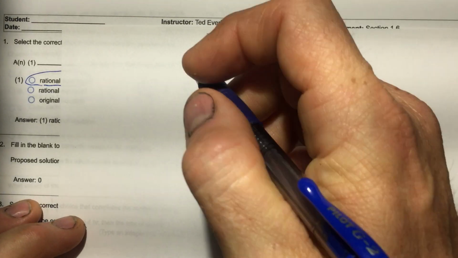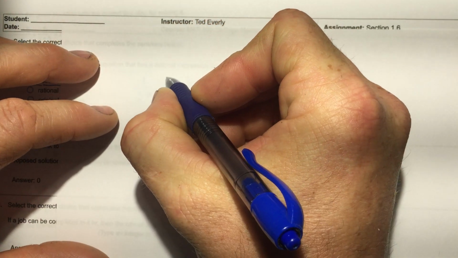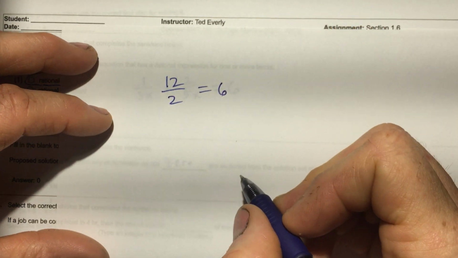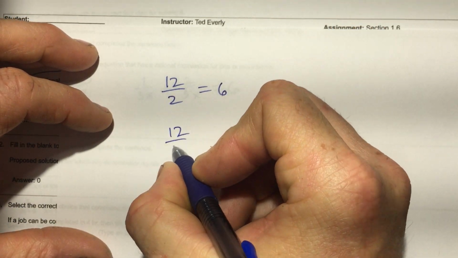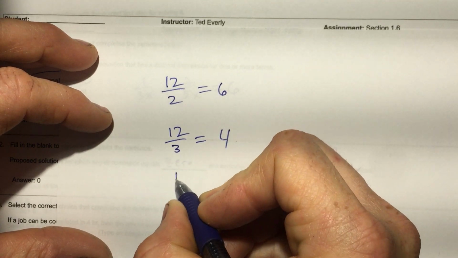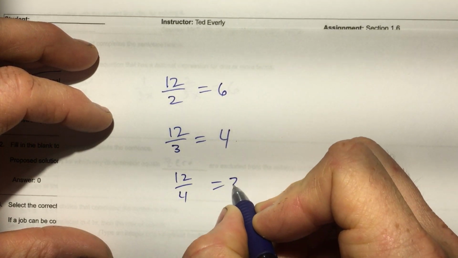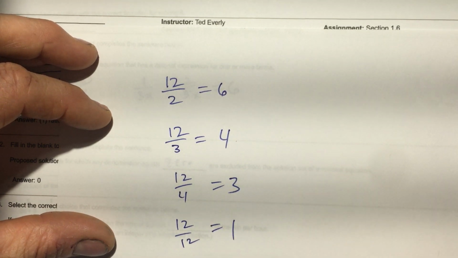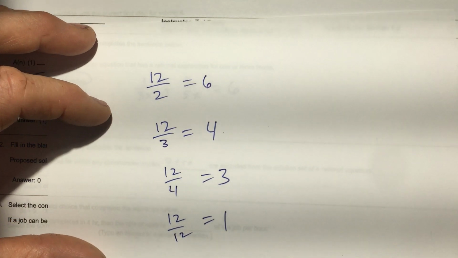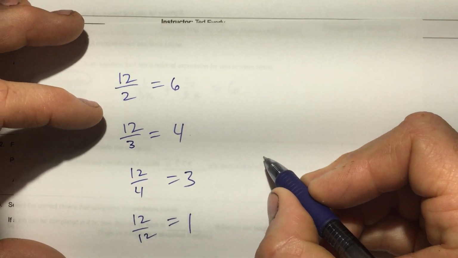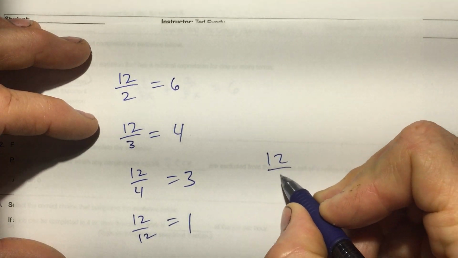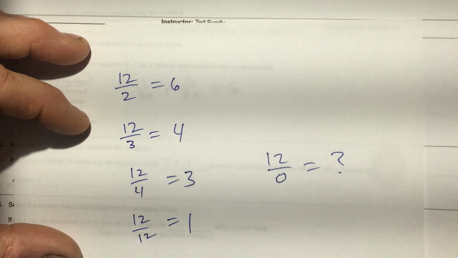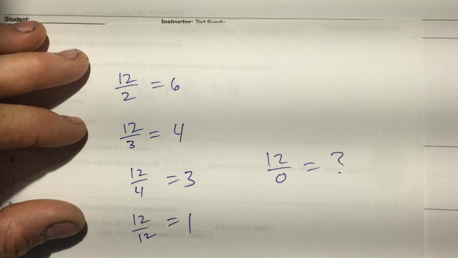Let me show you this real quick. 12 divided by 2 is 6. 12 divided by 3 is 4. 12 divided by 4 is 3. 12 divided by 12 is 1. Okay? Now, over here, what's 12 divided by 0? What does that equal?